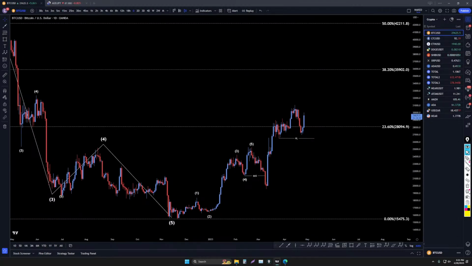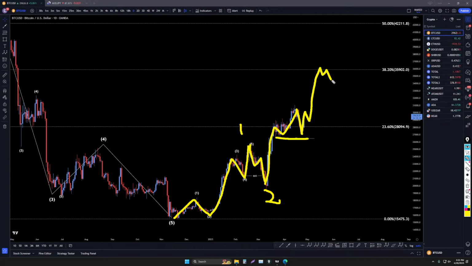Yeah, I would definitely say so. And the fact that it never broke structure to the downside is a good clue that this is a 1, 2, 3, 4, 5 of 1. This is an ABC of 2. This is an uptrend right here for a part of a wave 3. It never broke structure to the downside. Nice impulsive move up. I bet we're in a wave 3.